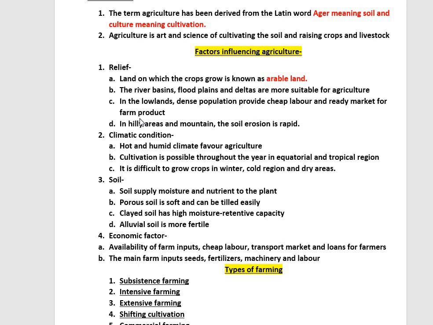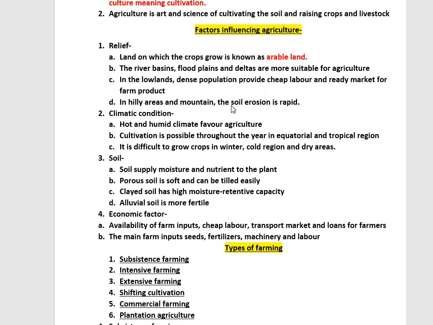Now, there is one more condition where there is more population. That means there will be more people. So, if we have land over there, there will be cheap labor, because the people working as farmers will be more in number. So we will get cheap labor and a ready market for the farm products, as the people will also consume the farm produce. Point D, in the hilly area or in the mountainous region, the soil erosion is rapid.